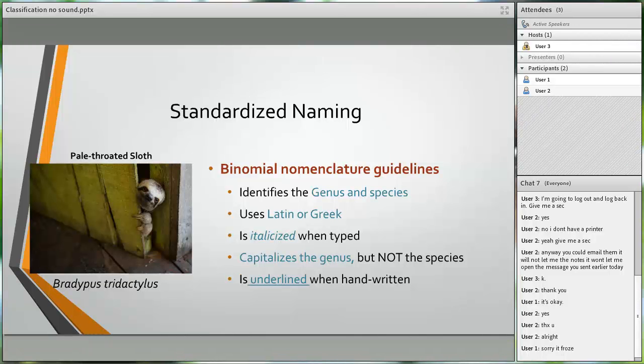So our pale-throated sloth is Bradypus tridactylus. And honestly, I don't know what the Bradypus means, but tridactylus, dactyls are your toes or your fingers, and tri means three, so this is a three-toed sloth. And he is adorable.